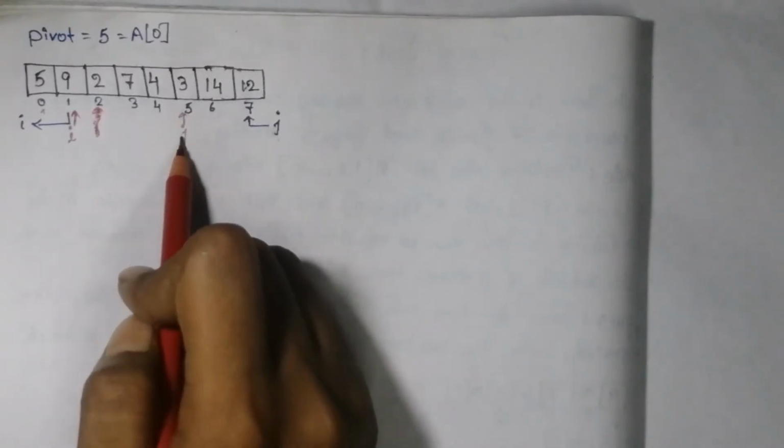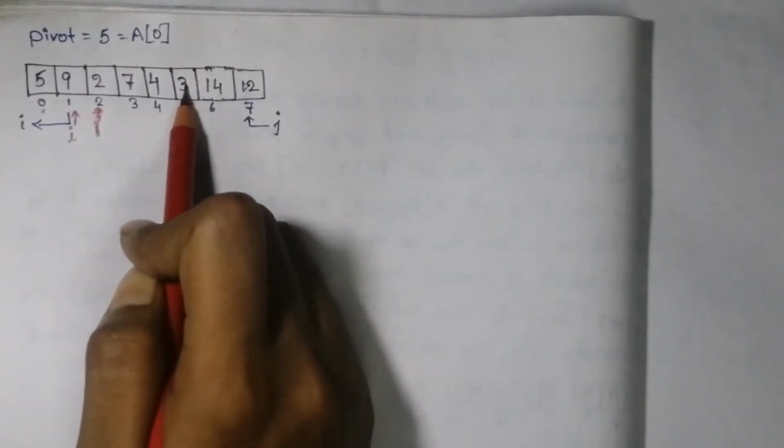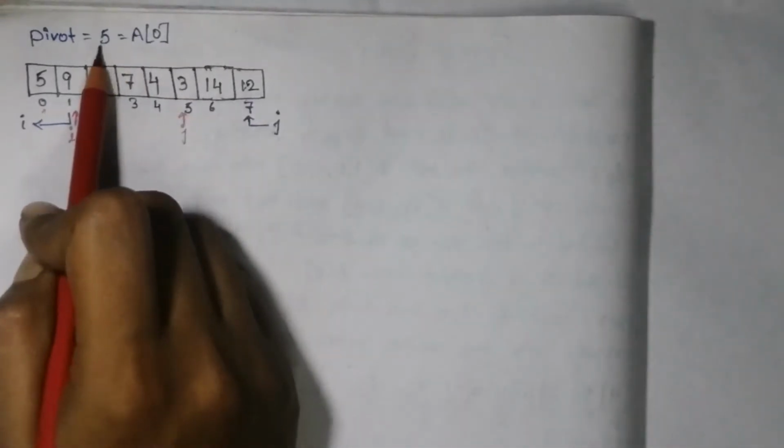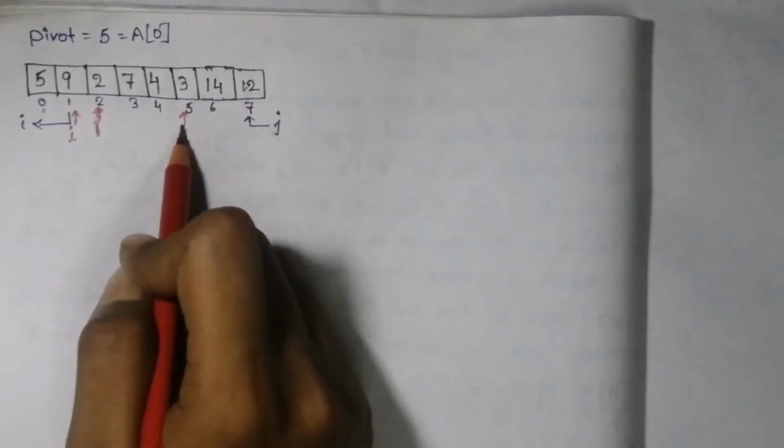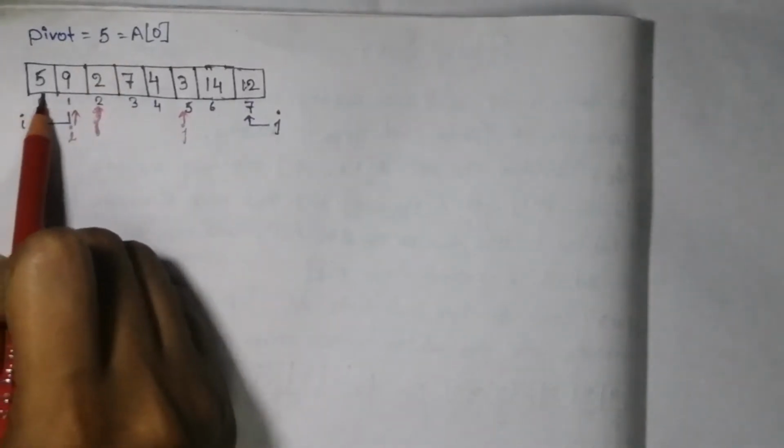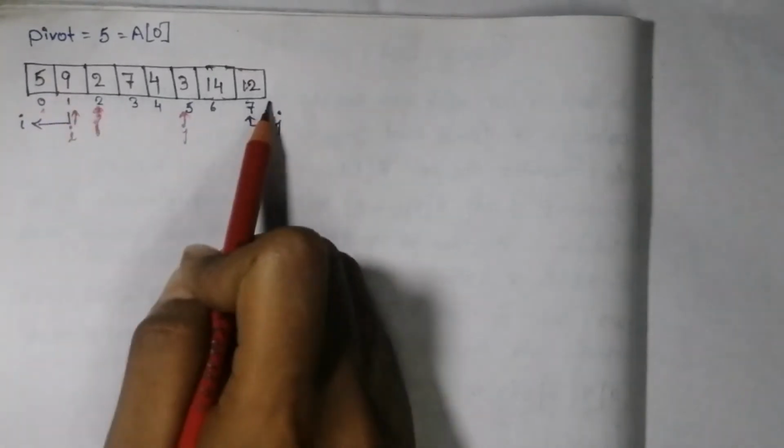Now j is 5 and the element is 3. So 3 is compared with 5. Is 3 smaller than 5? Yes. So this index 5 will be marked as the index j. Now what will we do? We have found an element greater than the pivot element and an element smaller than the pivot element. Now we will interchange 9 with 3.